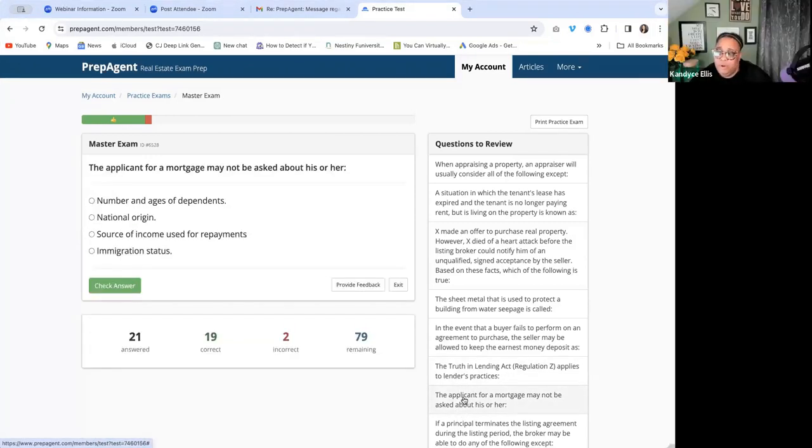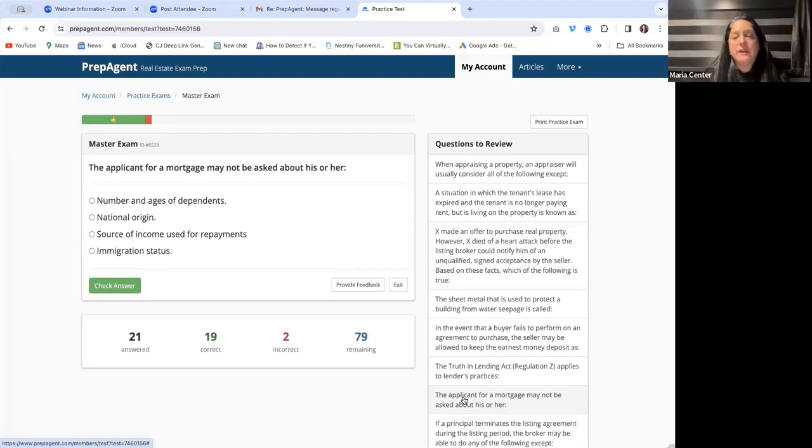The applicant for a mortgage may not be asked about his or her: is it A, number and ages of dependents? Is it B, national origin? Is it C, source of income used for repayments? Or is it D, immigration status? So don't get it wrong because you missed that "not." That question says, which one can you not be asked about? What can we not ask about?